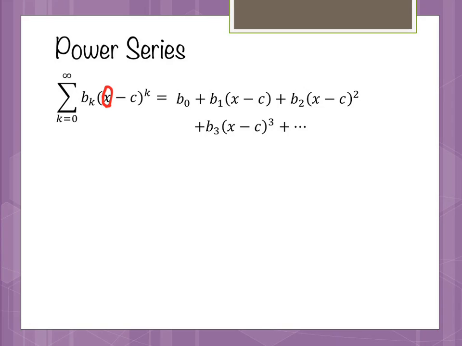These are just the coefficients, right? B0, B1, B2, B3, and so forth. There's some number out there. But the parts that match is they all have x minus c in them. But the power on them is changing every time. So the first time with b sub 1, we have x minus c to the 1. And then when we have b sub 2, we have x minus c squared. And then b sub 3, we have x minus c cubed. Okay? So that's what's going on with the power series.